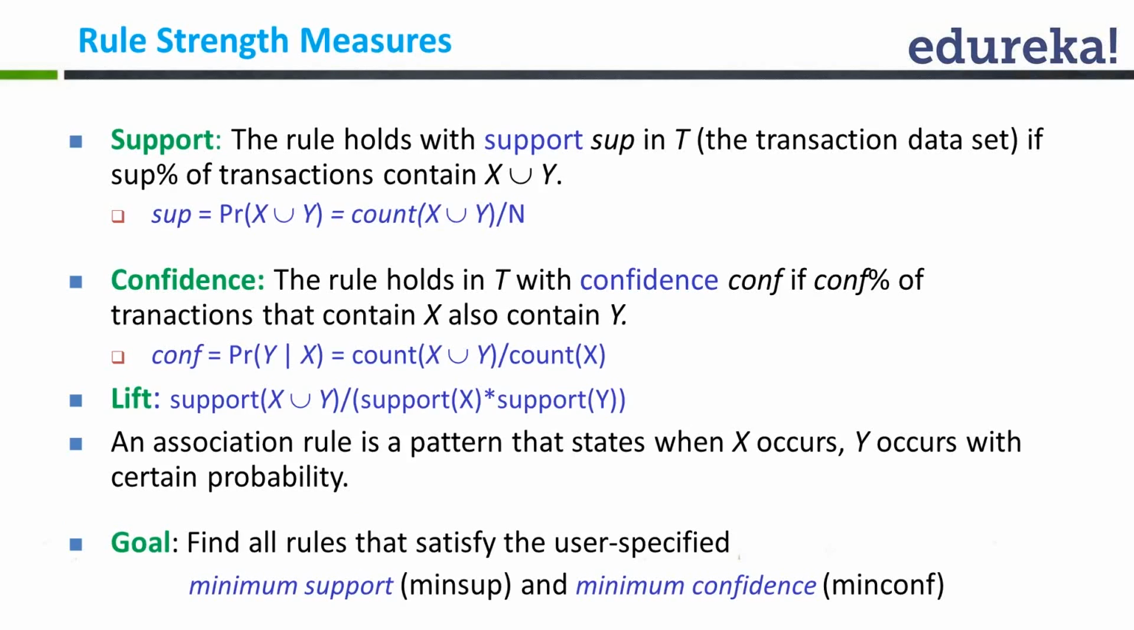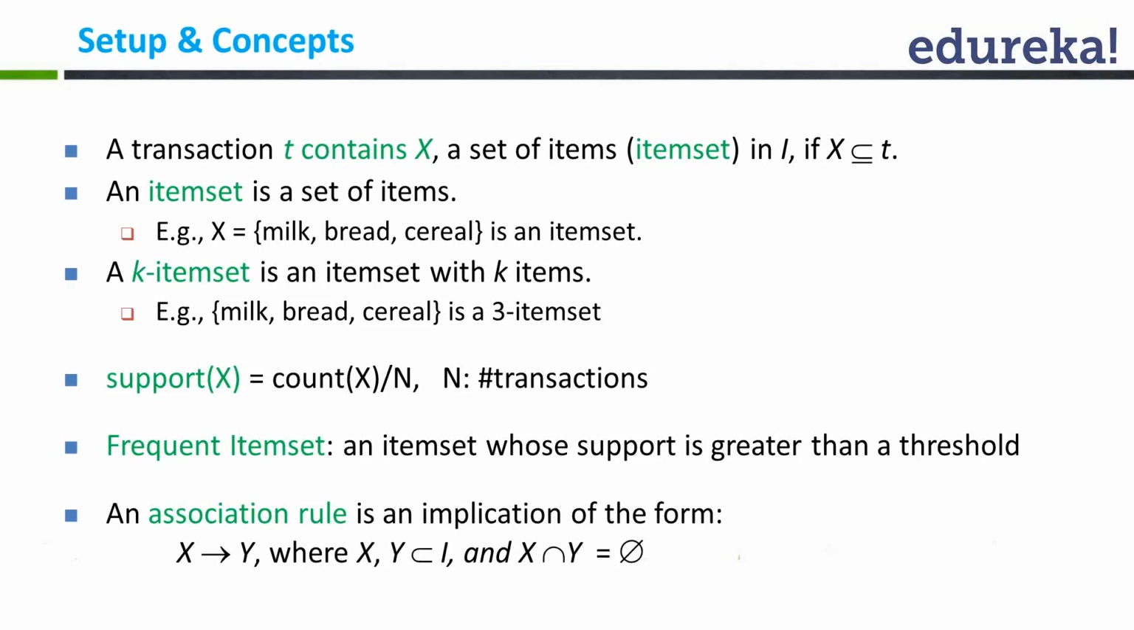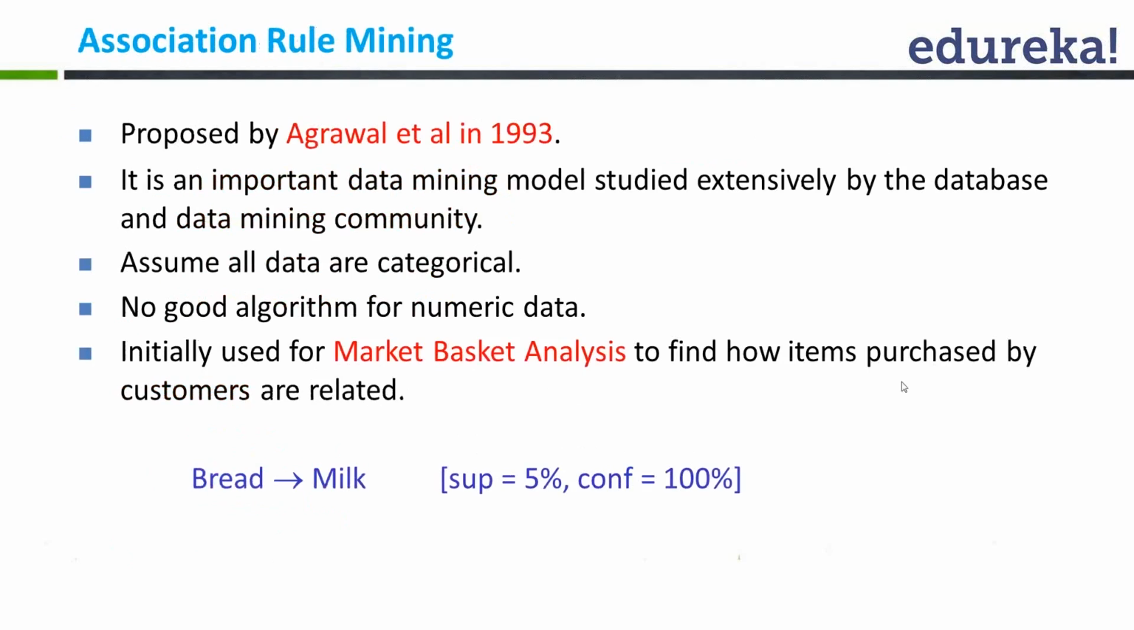Count of X union Y means the number of transactions in which both occur, divided by the number of transactions in which only X occurs. That's slightly different from the support; the denominator is different. So those are the two things that you will compute in order to figure out the importance of a particular rule. And that's why in this example, we are saying this is my rule, and it has this much support and this much confidence.